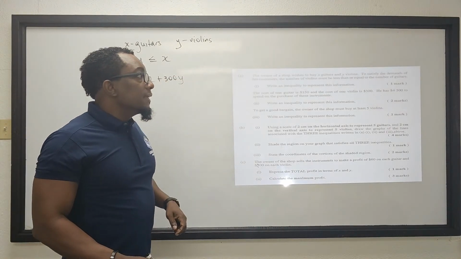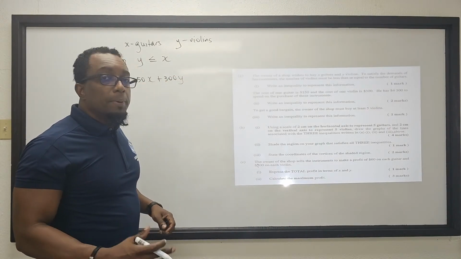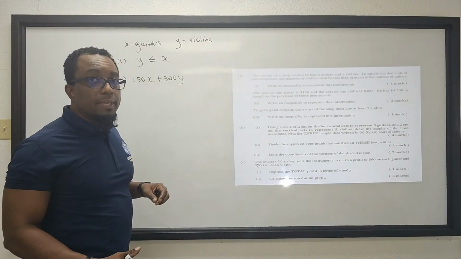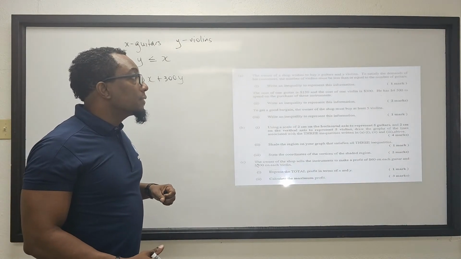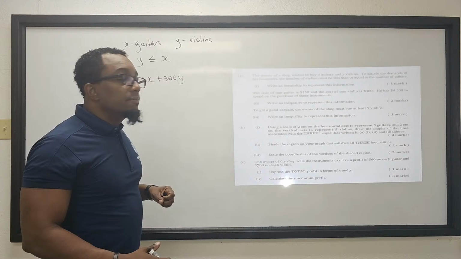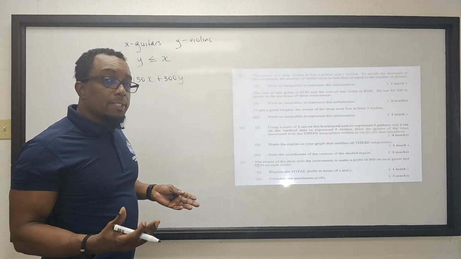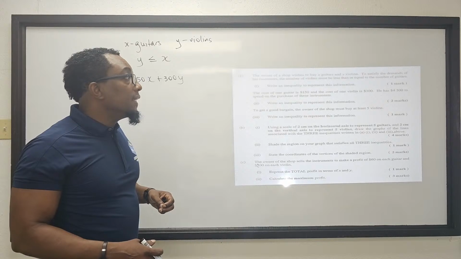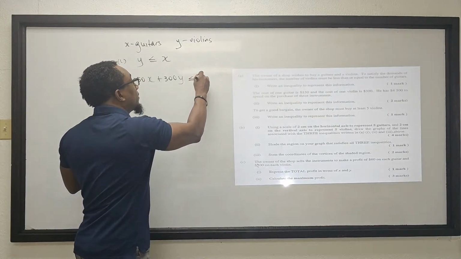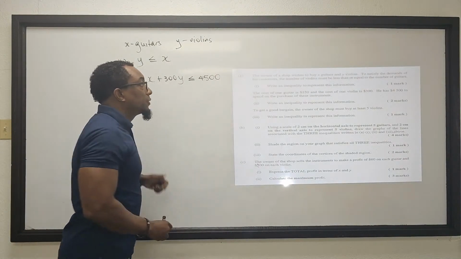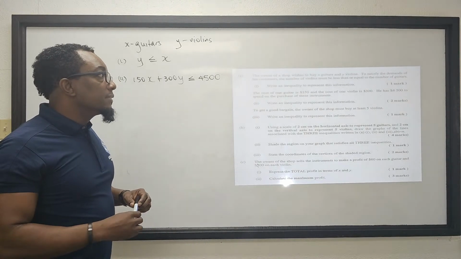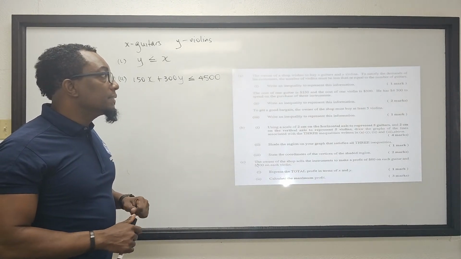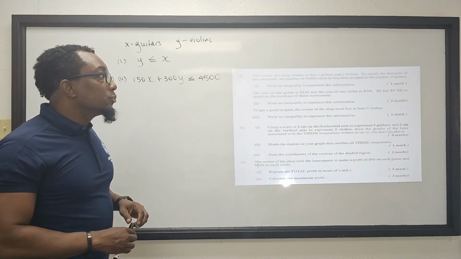And it says he has 4,000 to spend on the purchase, so the total cost of the instruments must not be more than 4,500, because that's the maximum amount he has to purchase the instruments. So therefore the inequality will be less than or equal to 4,500. So that's the inequality we're going to obtain for part 2.